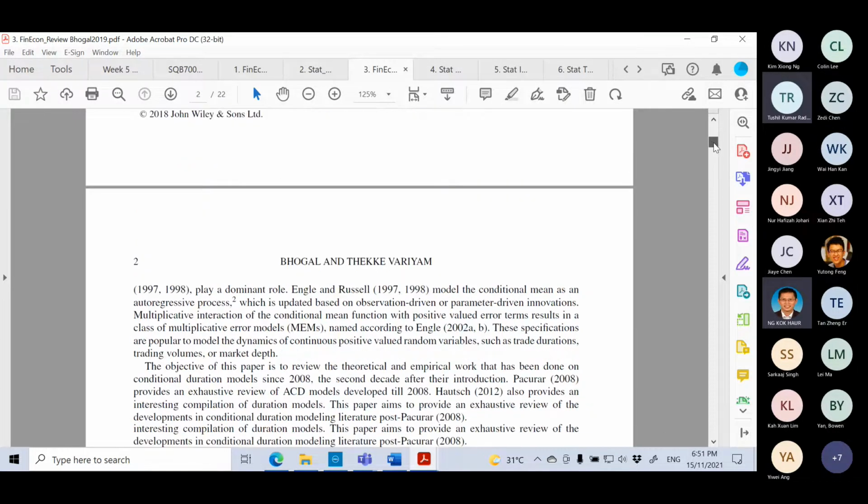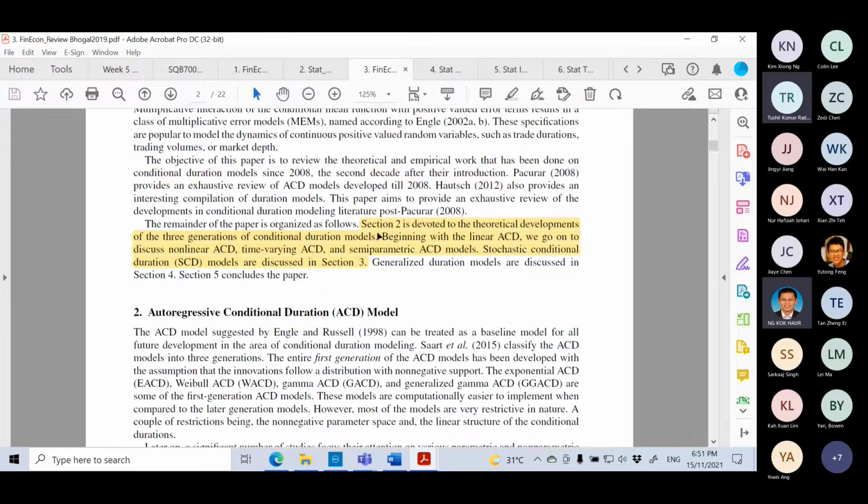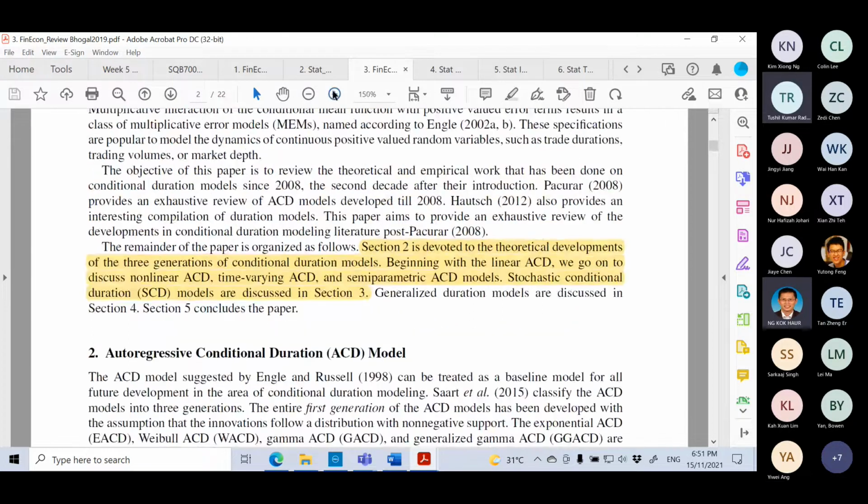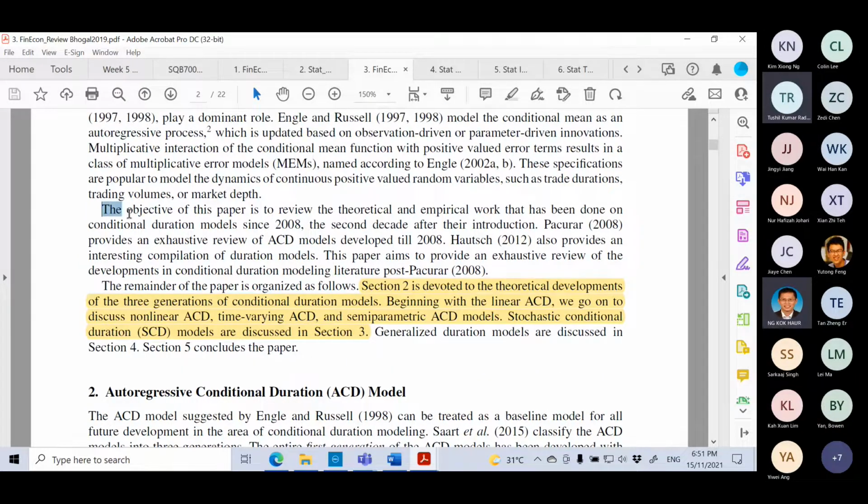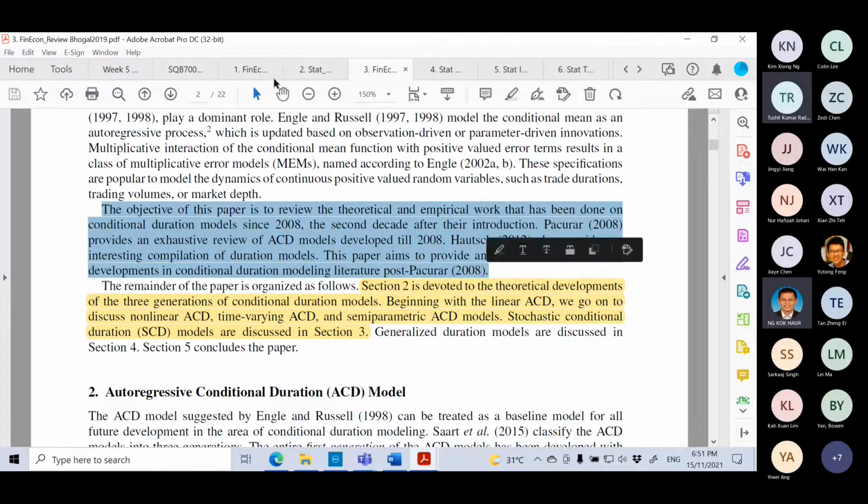Okay, so this one is the introduction part. Here they have mentioned the other sections that they are going to discuss. But what we're going to discuss today is just the introduction only, what I call the literature review. Okay, so you can see that they also write out the objective of the study here.